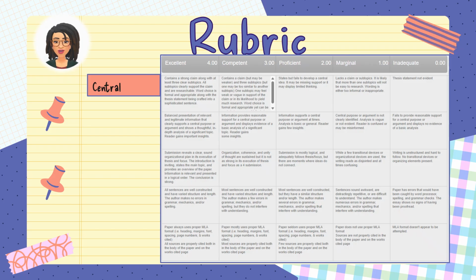that your essay contains a strong claim along with at least 3 clear subtopics. All the subtopics should clearly support the claim and should be researchable. Word choice should be formal and appropriate, along with the thesis statement being crafted into a sophisticated sentence.